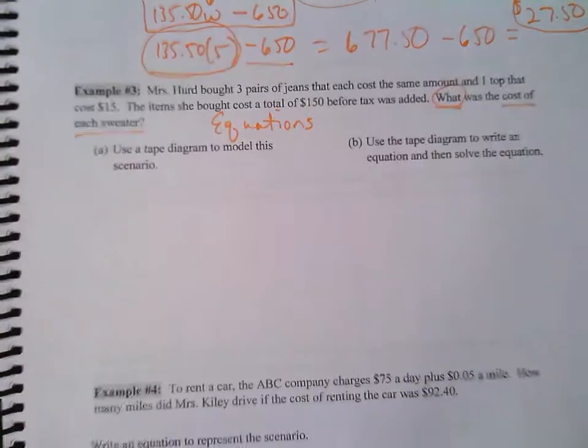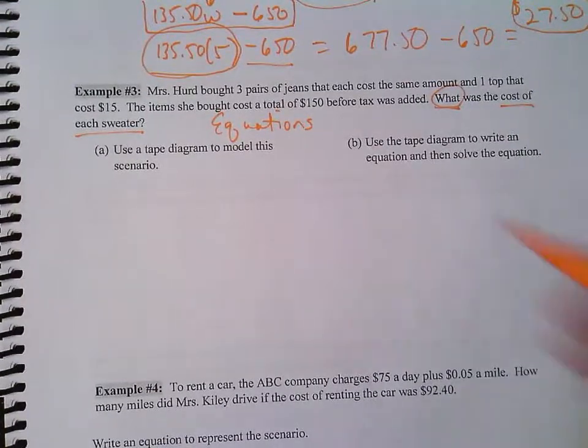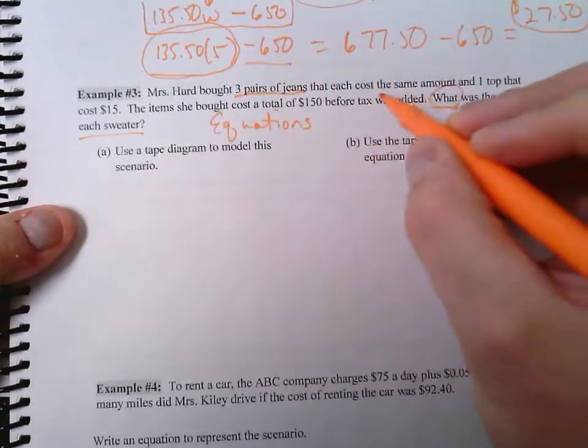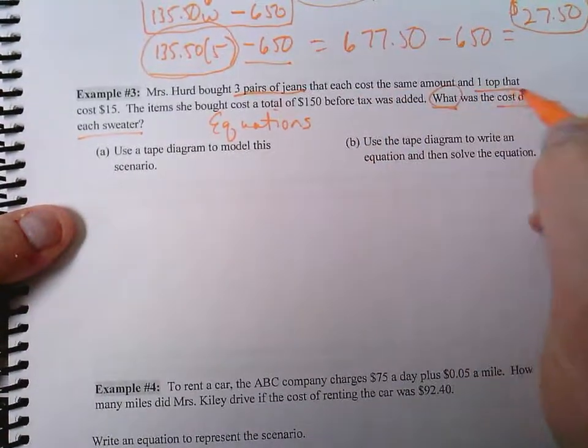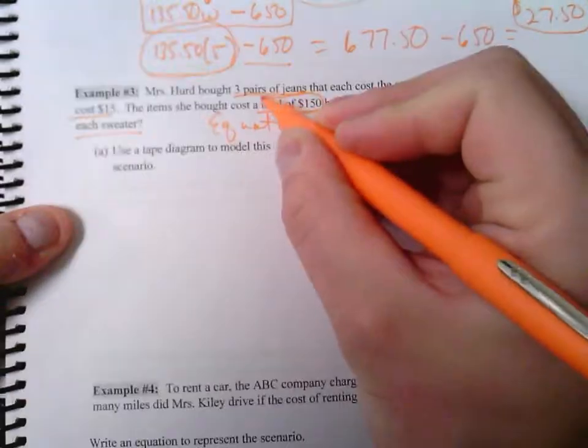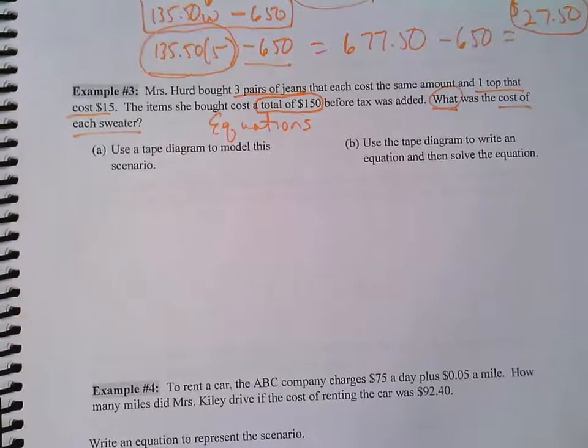You don't always have to use tape diagrams, but they are very helpful. So Mrs. Hurd bought 3 pairs of jeans that cost the same amount. That's important. And 1 top that cost $15. Total of $150.